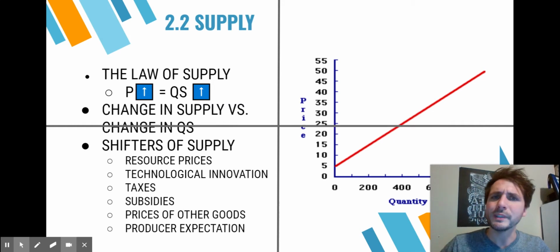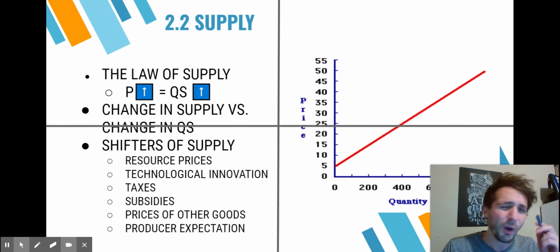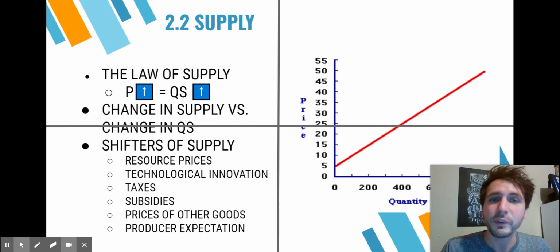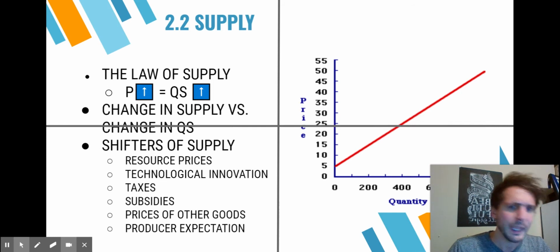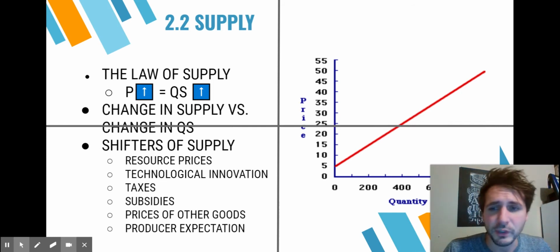Technology, remember, is always seen as a good thing. So whenever there's a technological innovation, supply is going to shift to the right. Taxes are a harmful thing. When taxes rise, supply is going to shift left. When taxes fall, supply is going to shift right. Remember, it's all about the profitability of the firm. If it's making them more profitable, supply shifts right. If it's making them less profitable, supply shifts left.